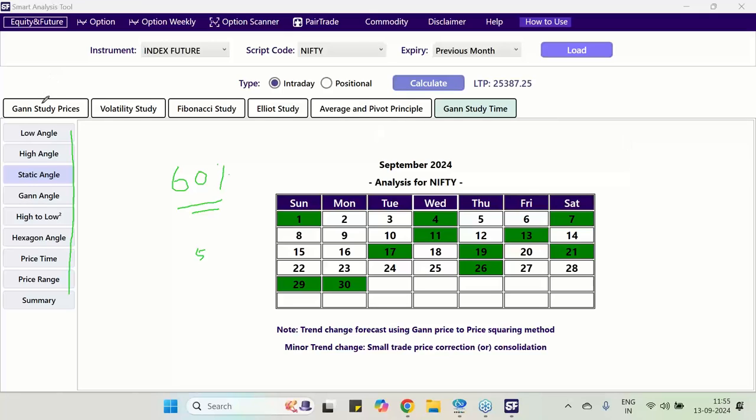In my earlier video, I demonstrated the 5 Gann studies that are there. Here I have given some 5 volatility studies and 3 Gann studies. Today I am saying that it has the feature of 8 Gann time studies.